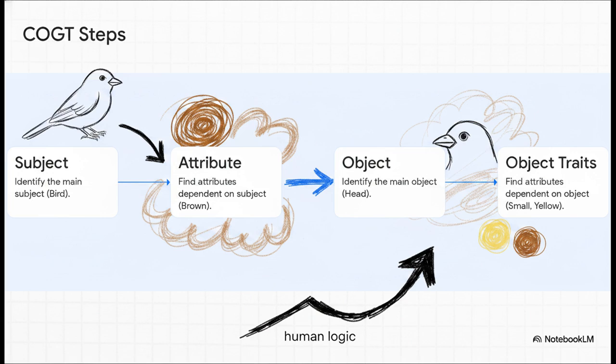It waits. It identifies the main subject first, the bird. Only after the bird is locked in does it look for the dependent attribute, brown. Then it identifies the object, head, and only then predicts small and yellow in parallel. It perfectly matches how human logic actually constructs reality.